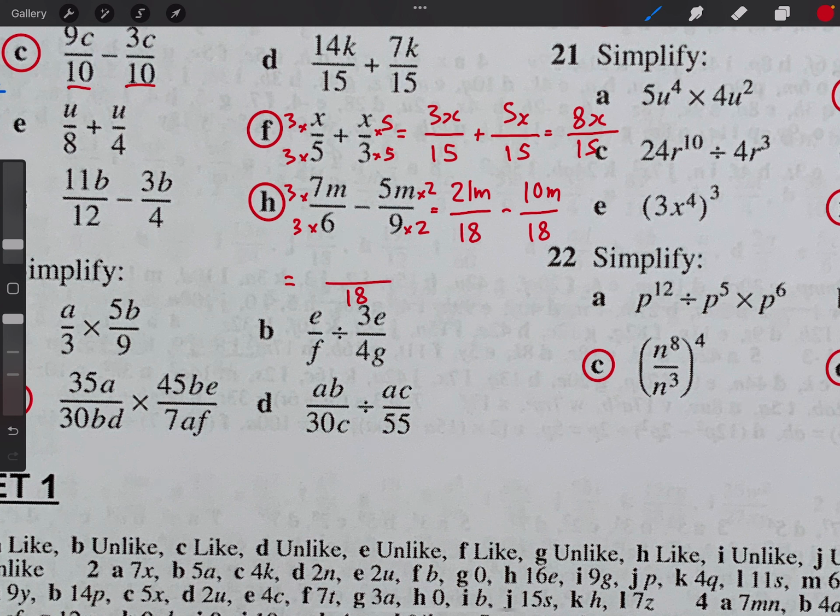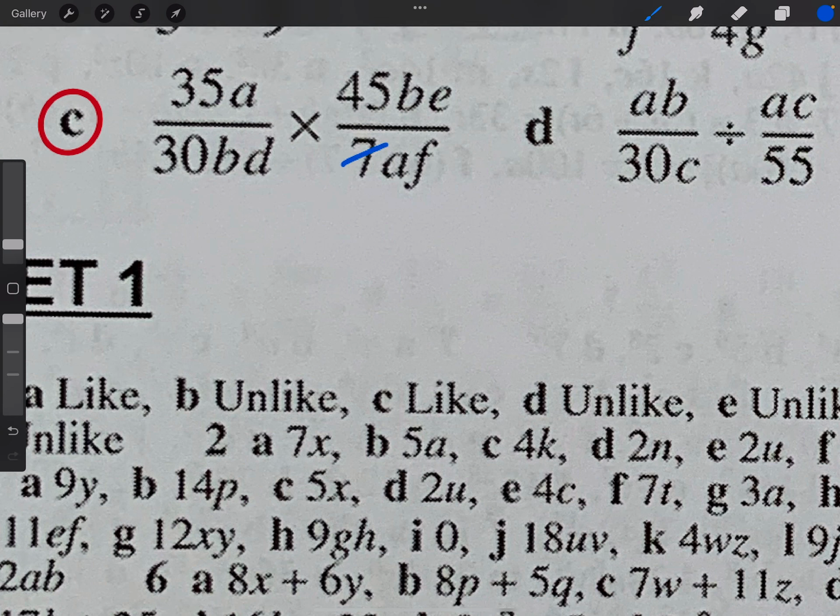All right, question 19c. When you multiply, we're going to have to simplify. So let's have a look here. I can simplify this, or I can simplify this with that one. Probably this will be a bigger simplification. I can divide the top and bottom by 7, and I will get 1 and 5. And I can divide the 45 and the 30 both by 5. This will be 6 and this will be 9.